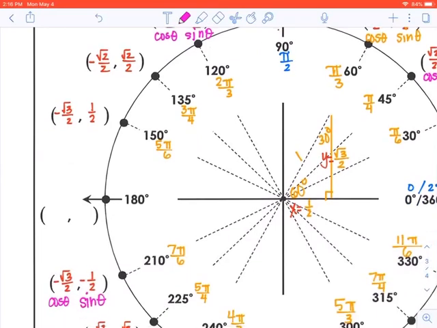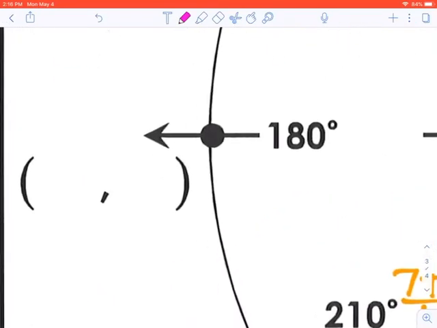So then 180 degrees, the x we go out to is -1, the y is 0, that's the point there. And 180 degrees is equivalent to pi radians.